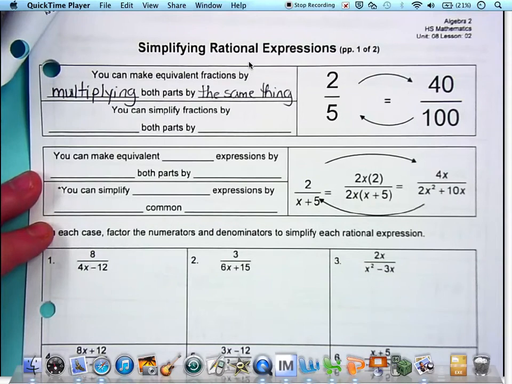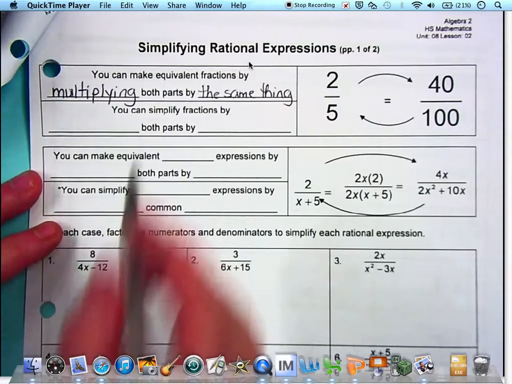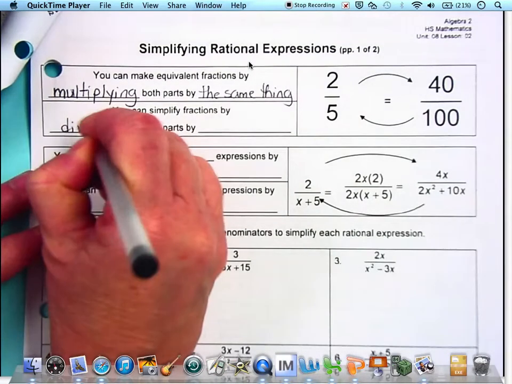Oh, that's okay. All right, you can simplify fractions by dividing both parts by the same thing.